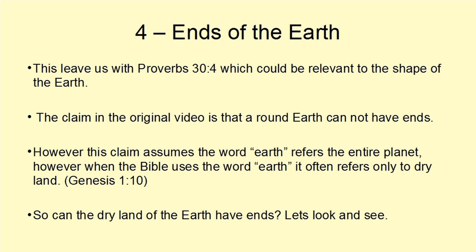The claim in the original video is that a round earth cannot have ends. However, this claim assumes the word earth refers to the entire planet. However, when the Bible uses the word earth, it often refers only to dry land. Genesis 1:10. So can the dry land of the earth have ends? Let's see.